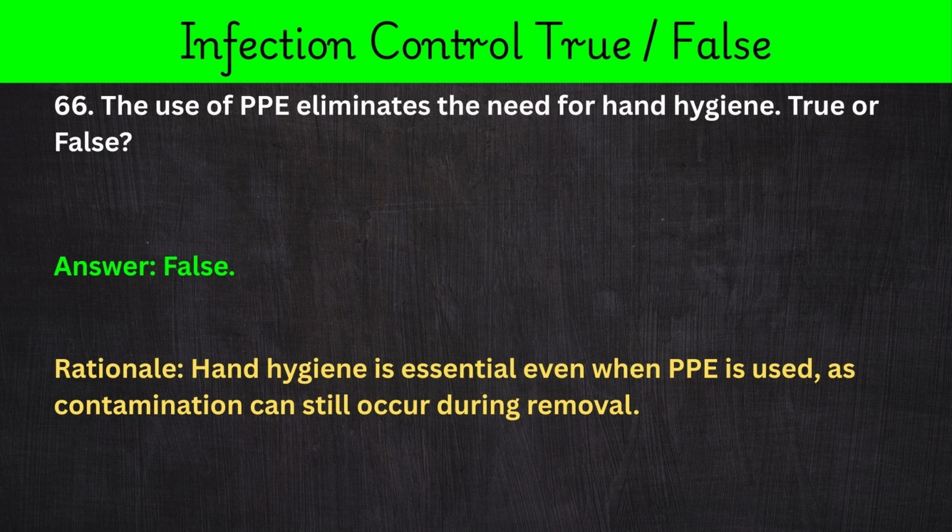66. The use of PPE eliminates the need for hand hygiene. True or false? Answer: false. Rationale: hand hygiene is essential even when PPE is used, as contamination can still occur during removal.